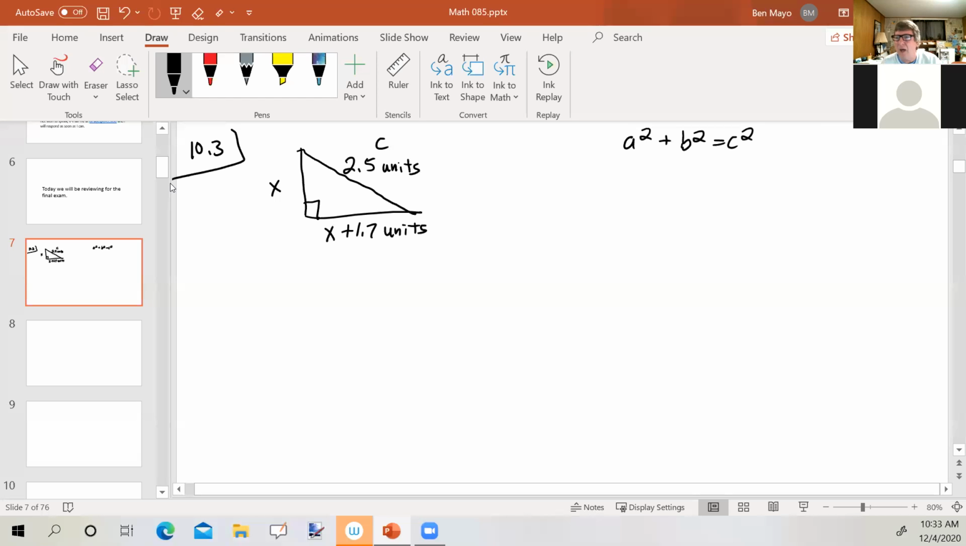Now, whereas the hypotenuse or the long side always has to be C, the two other sides called the legs, either one of them can be A and the other one is B. So I'm going to call this A and this B. All right. So using that information, we have X squared plus (x plus 1.7) squared equals 2.5 squared. Any questions so far on how I got that?